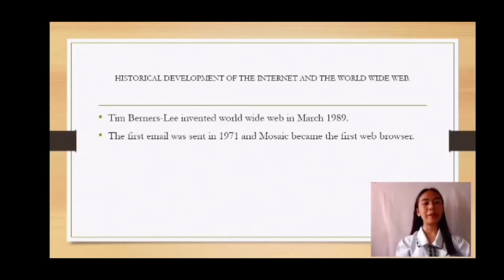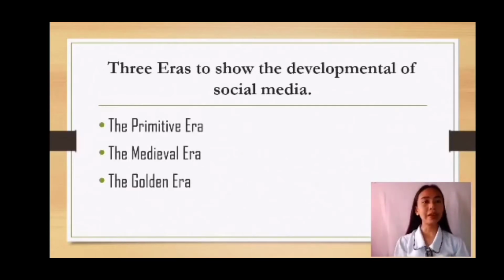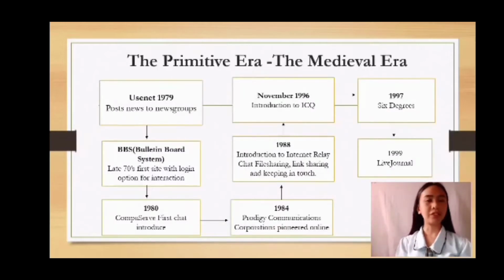The World Wide Web is the key to the development of the information age and is the principal tool that billions of people use today to interact with the Internet. According to the infographics from a social media monitoring platform, there are 3 eras that show the development of social media. First is the primitive era, second is the medieval era, and the last one is the golden era. Today I am going to explain the primitive era and the medieval era.